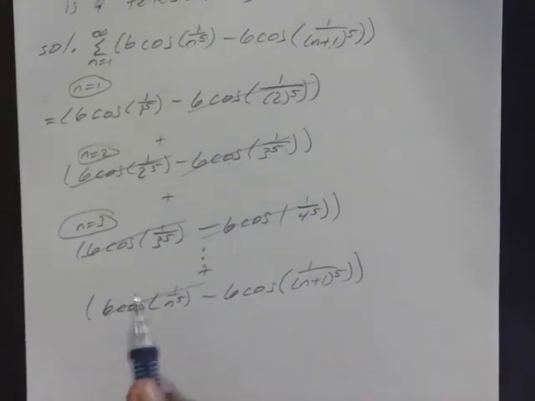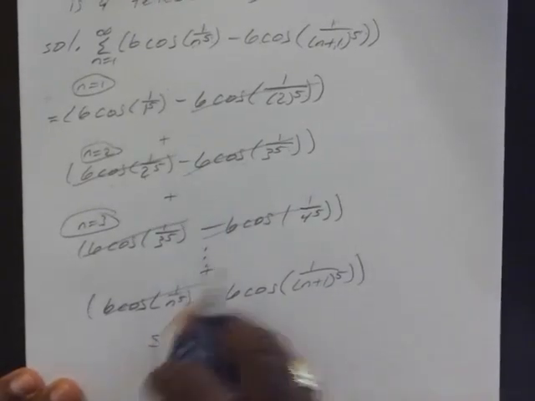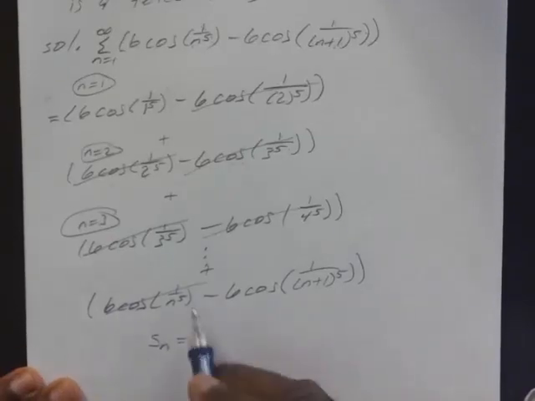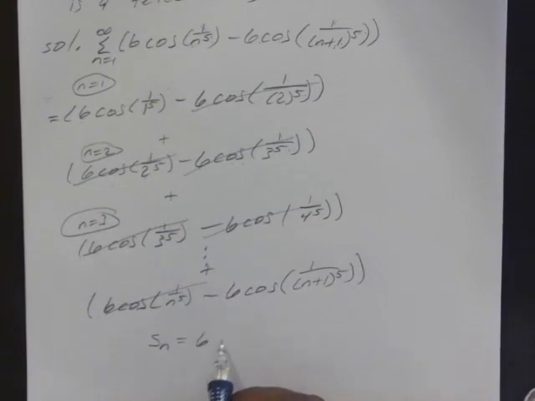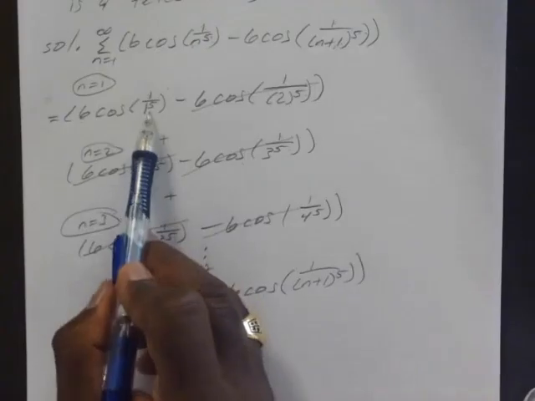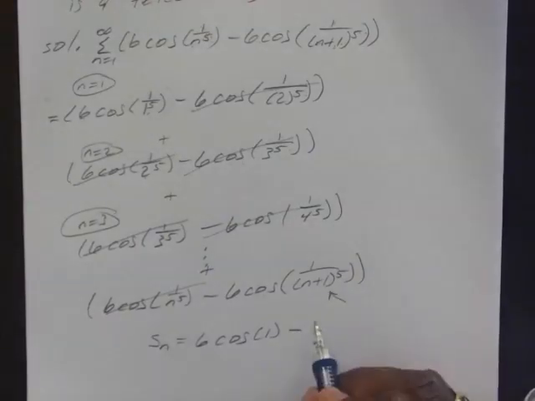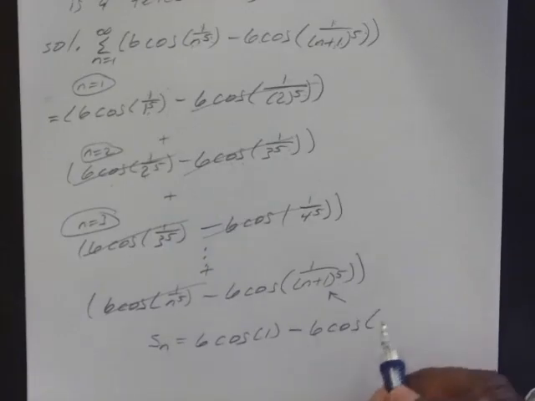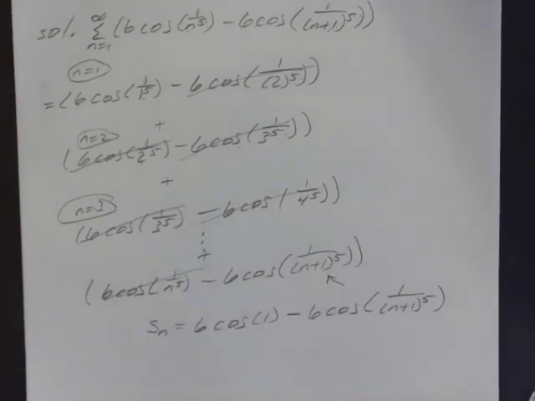We're only left, well, we'll leave it as that one, is equal to your b sub 1, which is 6 times cosine of 1 over 1 to the 5th power, which is cosine of 1, minus your b sub n plus 1, which is 6 times cosine of 1 over n plus 1 to the 5th power. Okay. So you can see that this is a telescoping series.